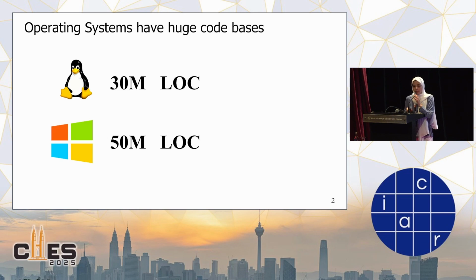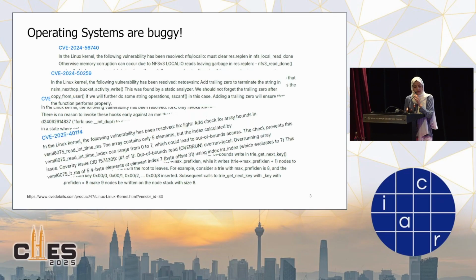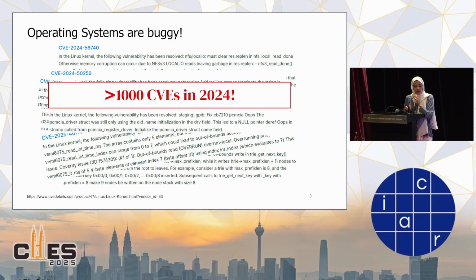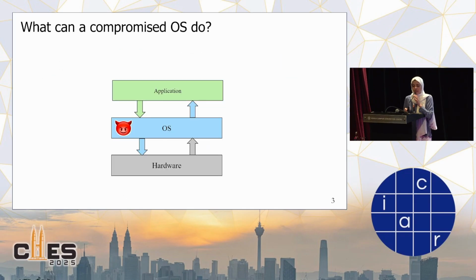Because of this huge code base, it's very common for some bugs to go unnoticed. For example, every year, hundreds of vulnerabilities are reported in the Linux kernel. In the year 2024, more than 1,000 CVEs were reported. And this year, until now, already more than 500 vulnerabilities have been reported. Now, these vulnerabilities can be exploited by attackers to compromise the operating system. And since the operating systems run at a higher privilege and they manage all the applications in our system, this may result in all our applications getting compromised.